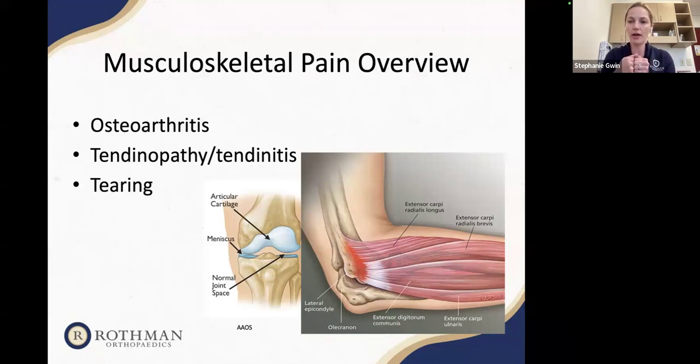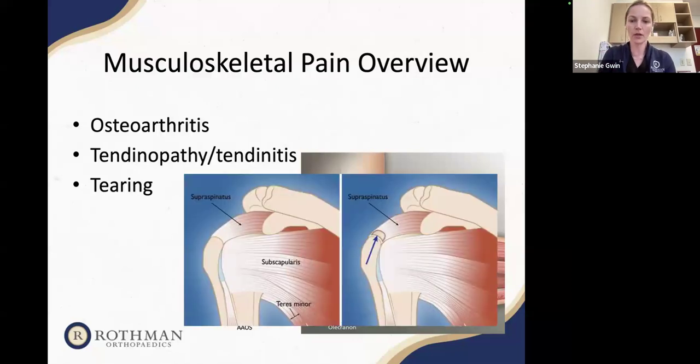And then you can have tears, which are typically more acute injuries, though they can be more chronic with more of a fraying type of tear as opposed to a rupture. Here's a rotator cuff tear.